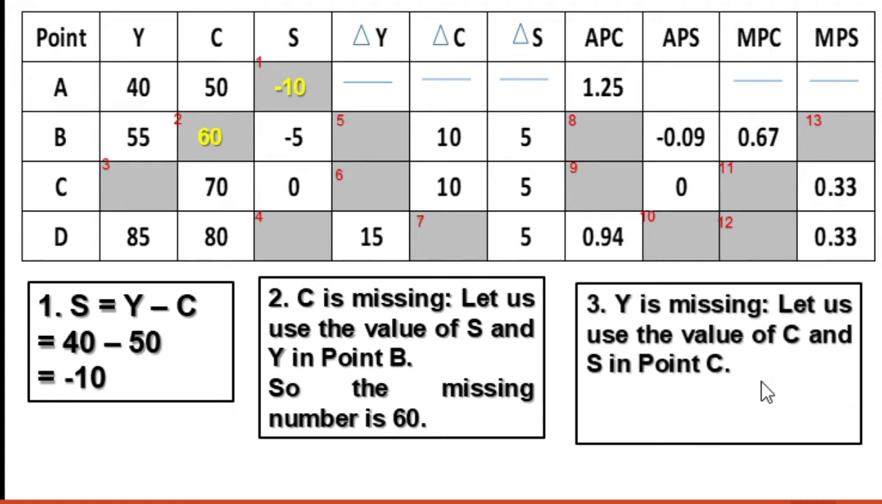Let us have question number 3. The missing is Y. So we will use the value 70, which is C and S. Now we will look for a value that if we deduct 70 from the missing number in Y, the answer should be 0. Therefore, our missing value for Y is 70 because 70 minus 70 is equals to 0.